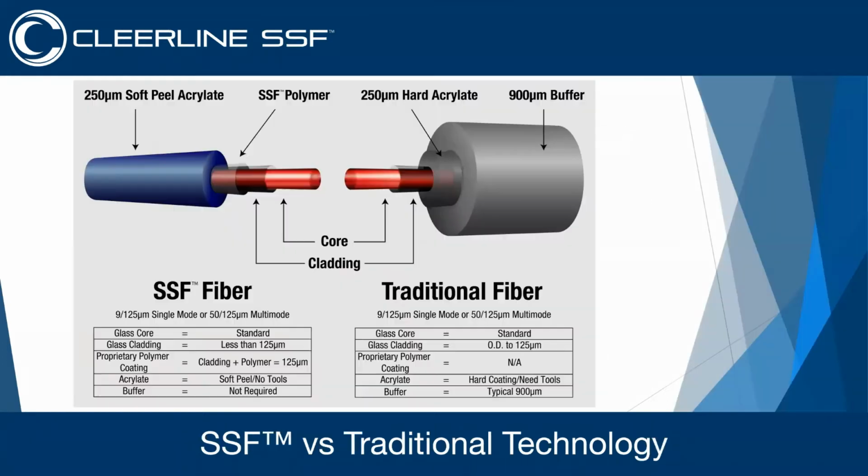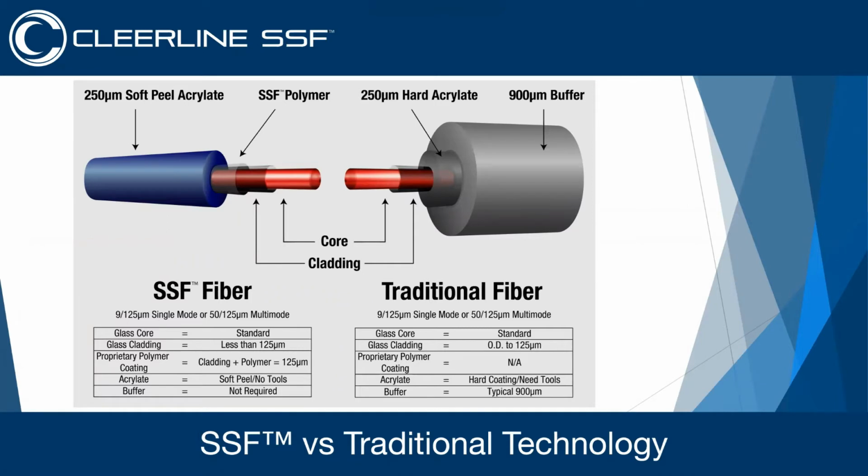Now, Cleerline goes about this a little differently, and we introduced a proprietary polymer to the fiber, which makes it very, very simple to use, makes it safe to use, and makes the glass underneath it incredibly strong. So the first thing you can notice on this diagram is that we don't need the 900 micron buffer jacket. The reason being, if you look from the core outwards, you've still got the core. That's obviously where the light bounces down, and it's still a 9 or 50 micron core. That's very important. That's an industry standard. Above that, we've got that cladding.